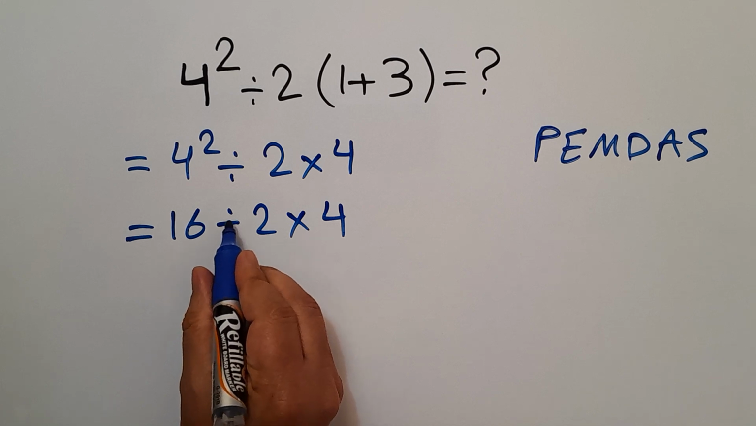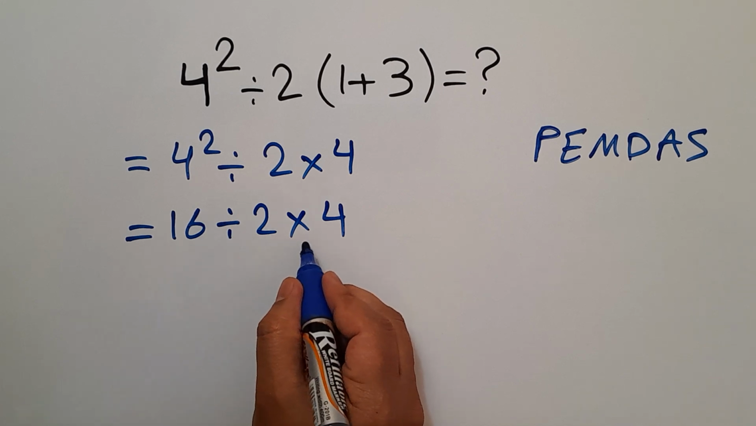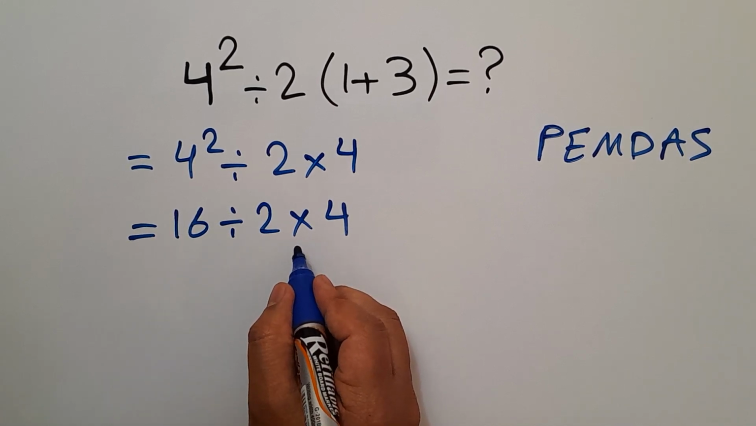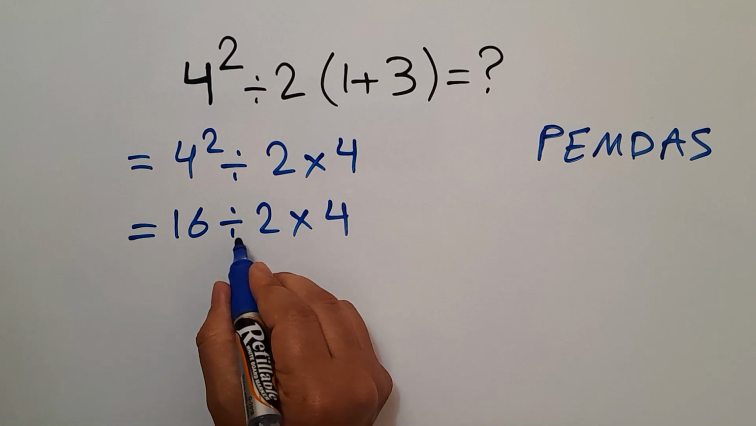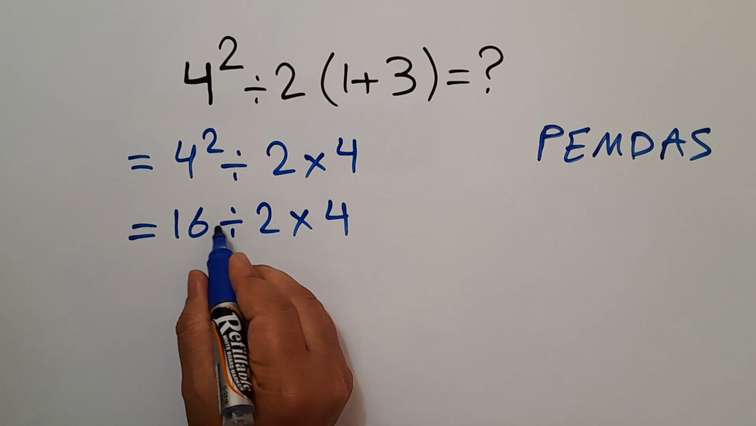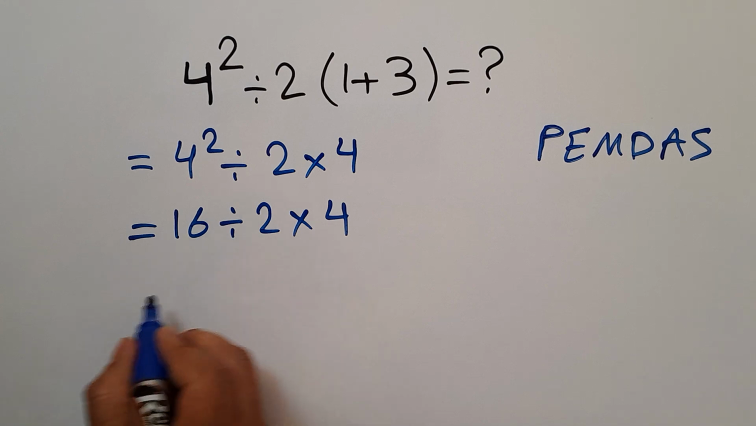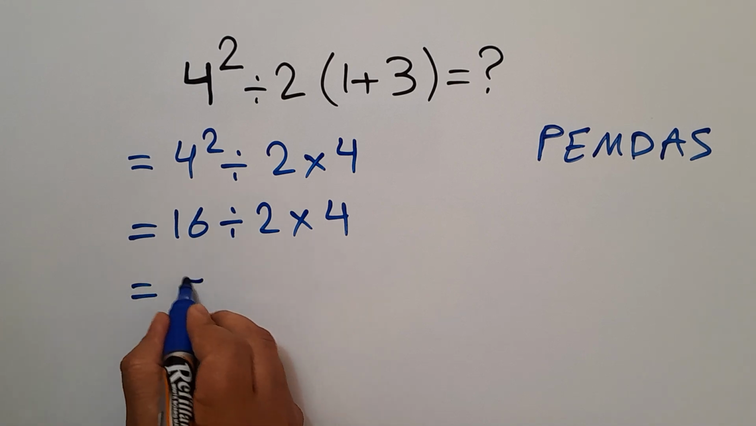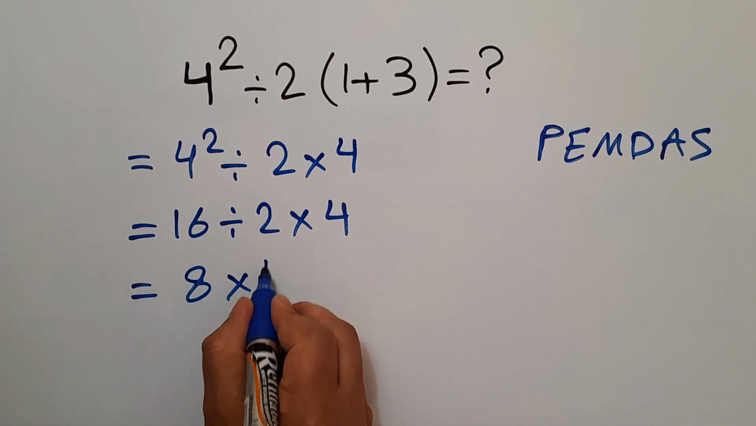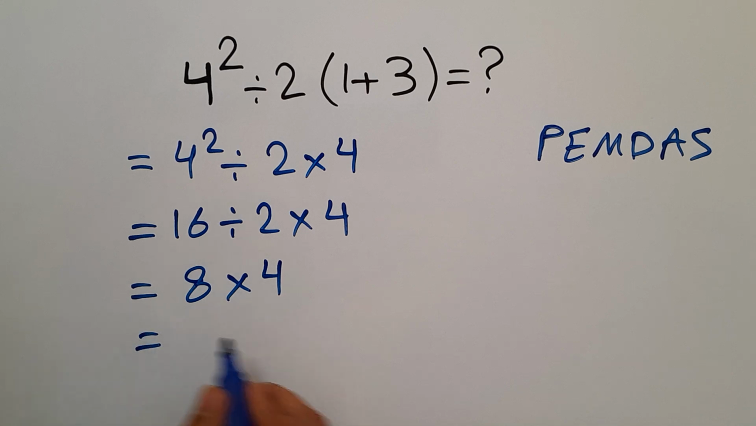Here we have this division and this multiplication. As we know, multiplication and division have equal priority and we work from left to right. So first 16 divided by 2, which equals 8. And 8 times 4 gives us 32. So our final answer to this problem is 32.